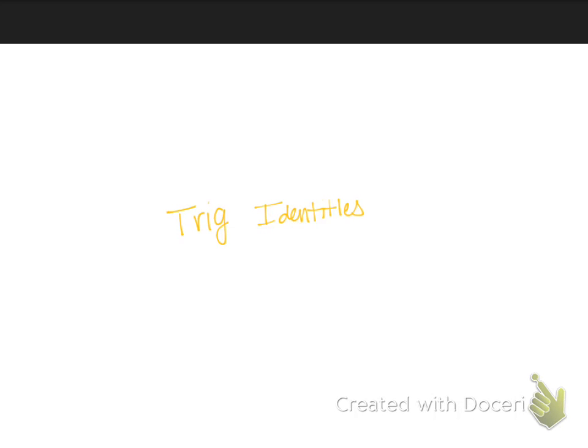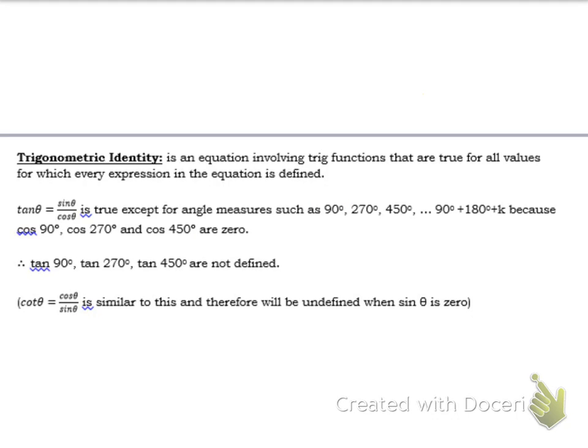Okay, in this video we're going to be talking about trig identities. We're not solving equations, we're simplifying different equations to get them to match, simplifying them to be either one sine, cosine, or tangent instead of having multiple sines, cosines, and tangents. Okay, so we have trig identities.